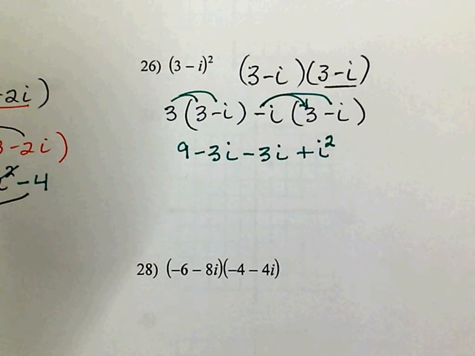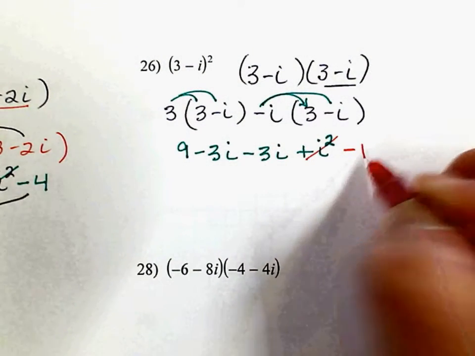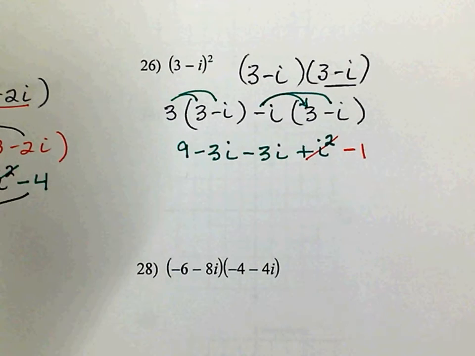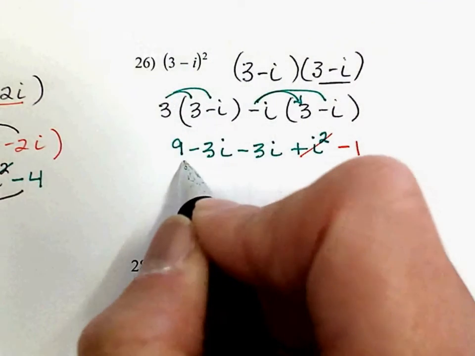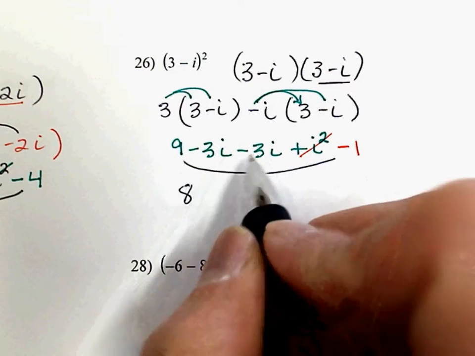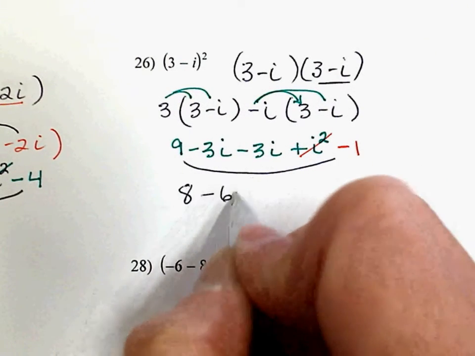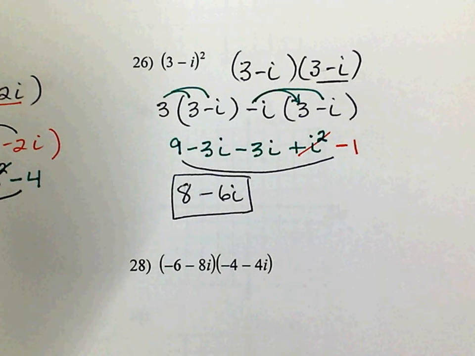Do you guys see something I can change? That becomes a negative 1. Good. All right. So now what do you have? What are you going to put together? Very good. What's 9 minus 1? 8. Negative 3i minus 3i is, and it's in a plus bi form. Awesome. You guys are doing so good.